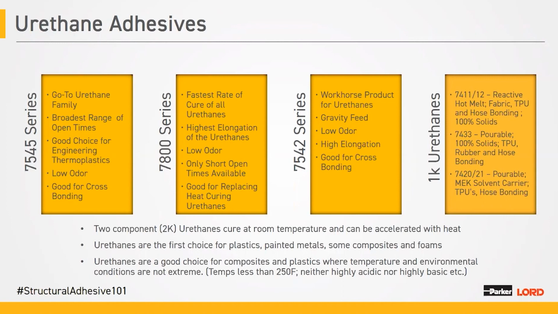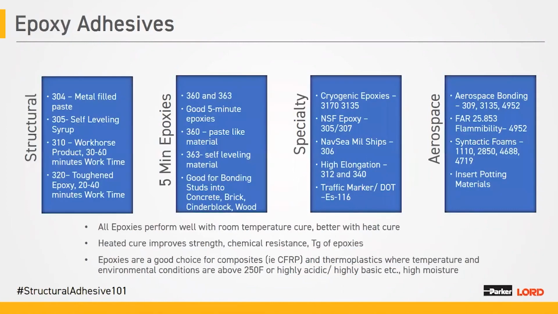Again, all designed for bonding painted metals or prepared metals, plastics, composites, and foams. Urethanes are typically a good choice for composites and plastic bonding, where the temperature and environmental conditions are not quite as extreme as maybe needed for an acrylic or an epoxy. So typically operating temperatures of 250 degrees Fahrenheit or less, 121 Celsius, and neither highly acidic nor highly basic in nature. Okay, now we're going to turn to the epoxy adhesives.